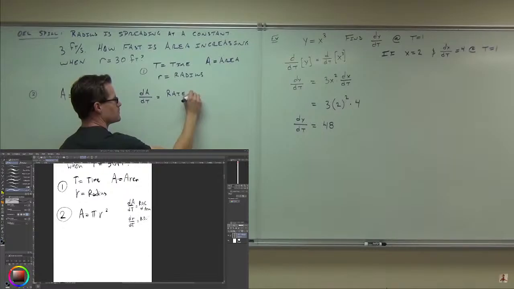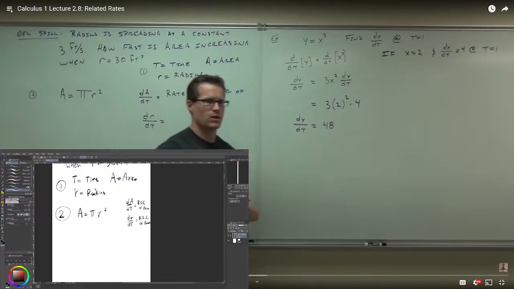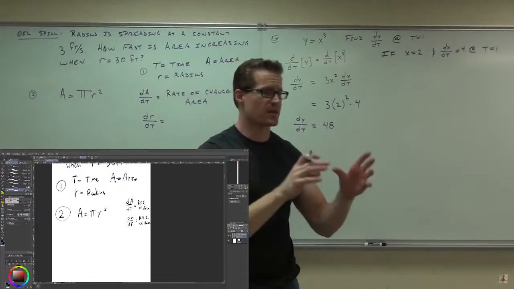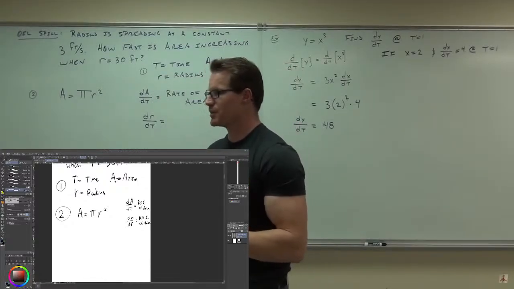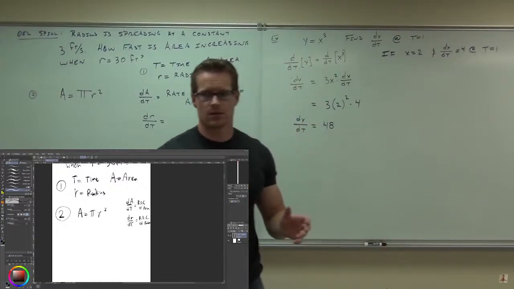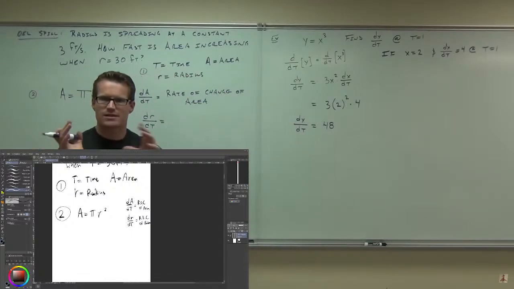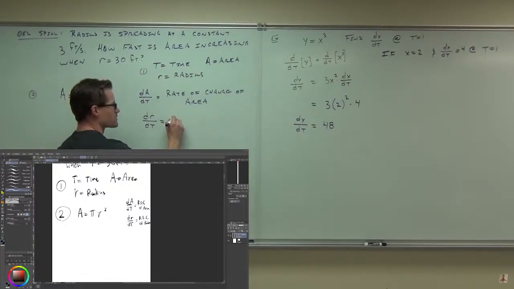And we're also going to get a dr/dt. Now, your problem's not going to give you specifically what dr/dt is, but it would be worded in such a way that you should be able to understand it. What does dr/dt mean? The rate of change of radius. Good, good. It means a change in radius.